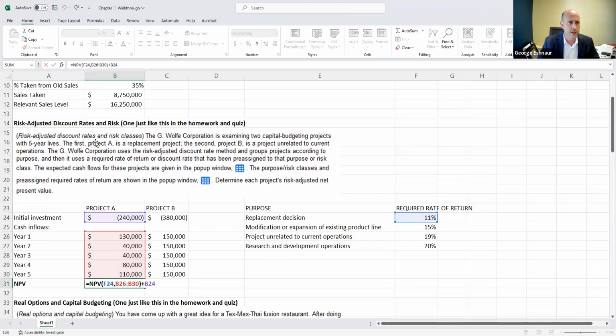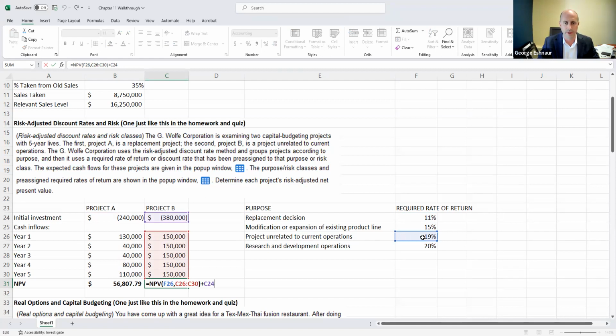The reason we see this is that the first project, Project A, is a replacement project. So we have to select the appropriate rate of return. We use equals NPV. It tells us to get our rate, that's our required rate of return. We grab our cash inflows for the first 5 years, close the bracket, and then we add the initial investment. What we have to find for Project B is a project unrelated to current operations.